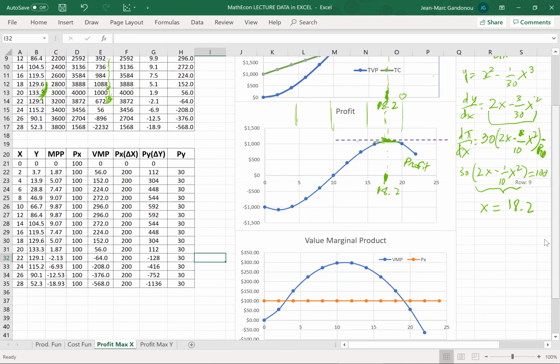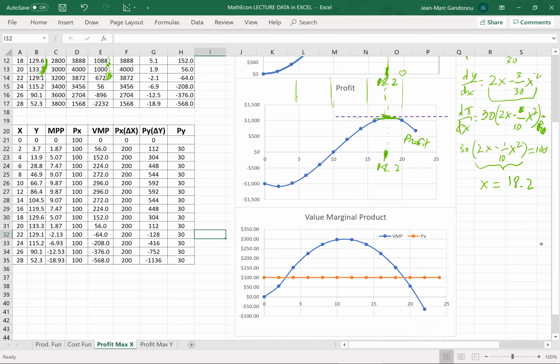And one thing that we already talked about in the previous video is that the condition to begin with is that value marginal product equals PX, right? And value marginal product, basically it's the change in revenue, okay. Change in revenue has to be equal to price. And so to get the optimum, right?